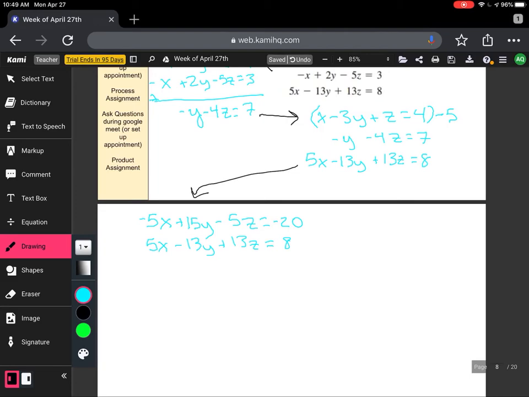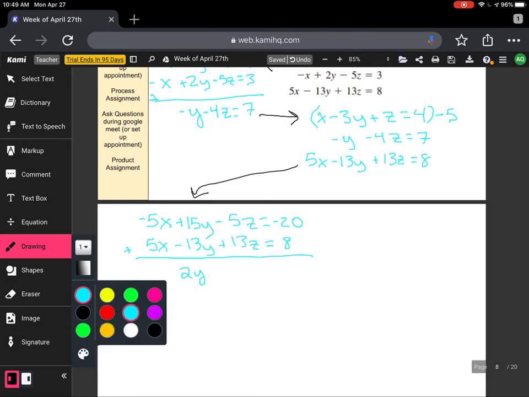So multiple negative 5 of the first equation and third equation, add them, whole point, eliminate the x's. Negative 5x plus x, plus 5x, 0. Negative 15y plus negative 13y, we're going to get 2y. Negative 5z plus 13z, we're going to get 8z. And negative 20 plus negative 8, negative 12.